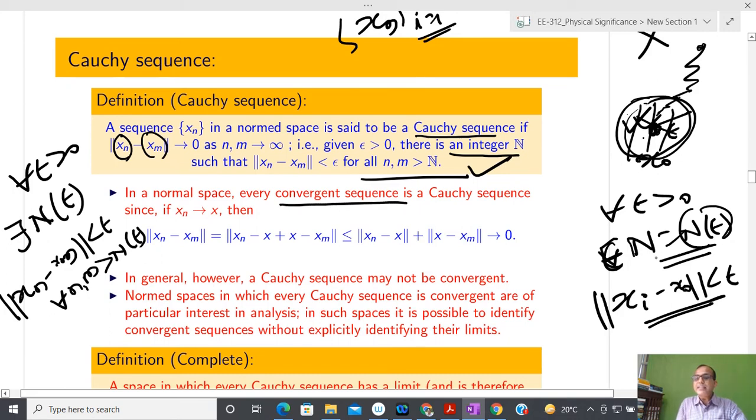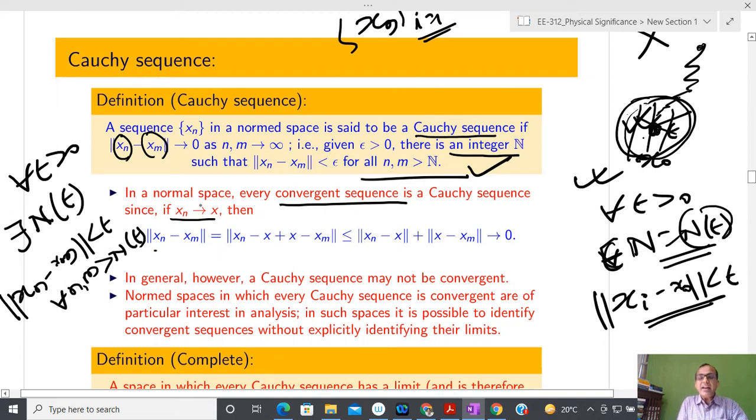And it is possible to show that if some sequence is a convergent sequence, meaning this kind of definition is satisfied, then it is also a Cauchy sequence. It is not very difficult to prove. If some sequence is convergent, it means that it is going to converge to some limit. So I have to show that the norm of xn minus xm is less than epsilon in the case of a convergent sequence.